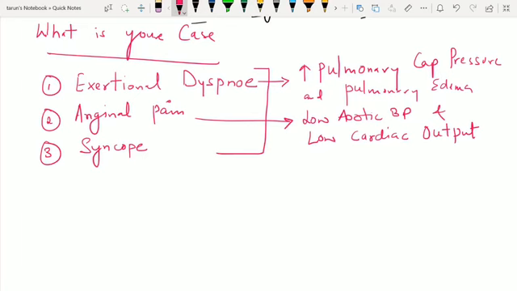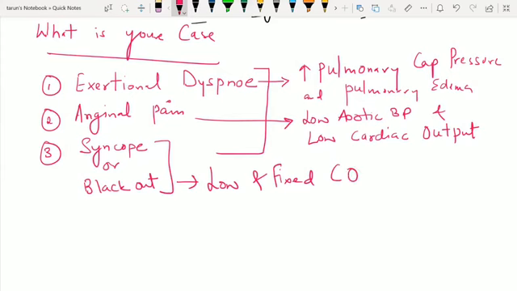Sometimes severe aortic stenosis may remain for many years without producing any clinical disability. Okay. Then syncope, or we can say blackout. It is due to low and fixed cardiac output. Syncope occurs because of the low and fixed cardiac output. Low and fixed cardiac output give rise to syncope or blackouts.